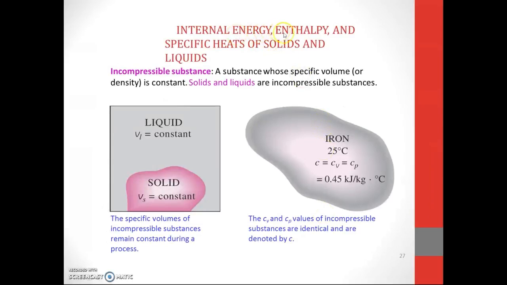Okay, internal energy, enthalpy and specific heats of solids and liquids. So for an incompressible substance, for solids and liquids, a substance whose specific volume or density is constant. We assume that solids and liquids can't be compressed. Okay, solids and liquids are incompressible substances. Just now we had ideal gases, right? So this time we have solids and liquids.